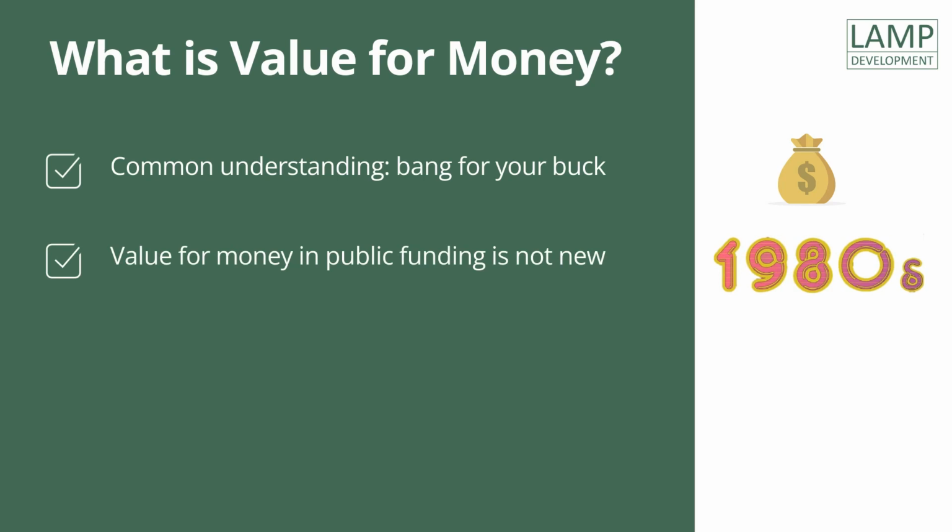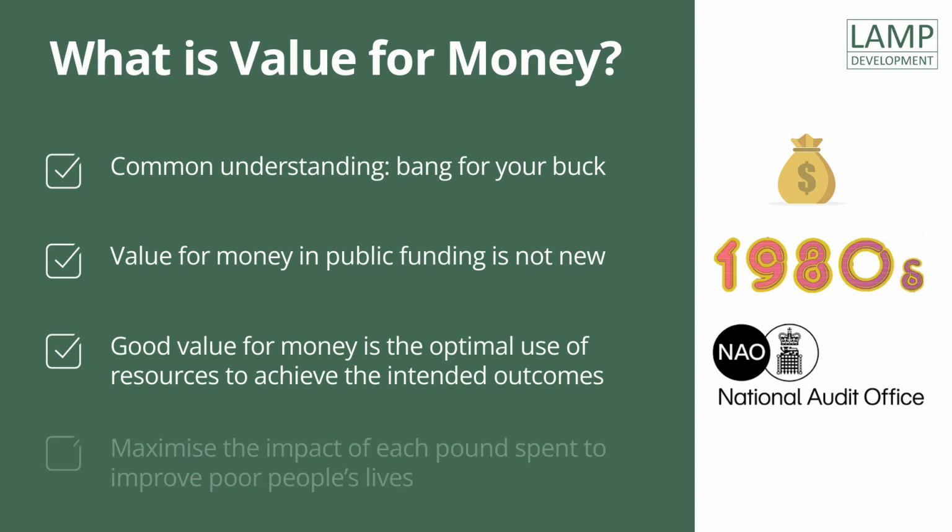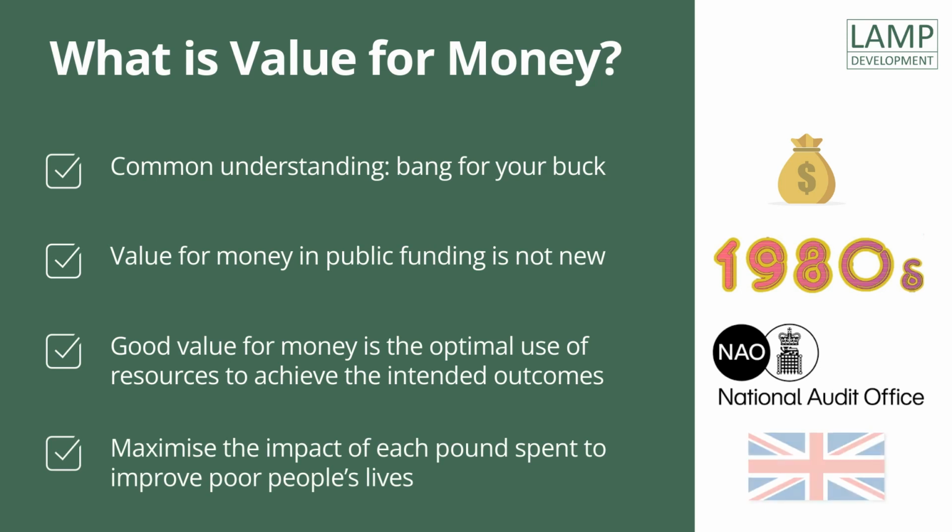Their definition of good value for money is the optimal use of resources to achieve the intended outcomes. It's also about achieving the right local balance between economy, efficiency, and effectiveness. The UK FCDO's definition is we maximise the impact of each pound spent to improve poor people's lives. Other international aid donors such as USAID or Australia's DFAT have developed their own frameworks and criteria.